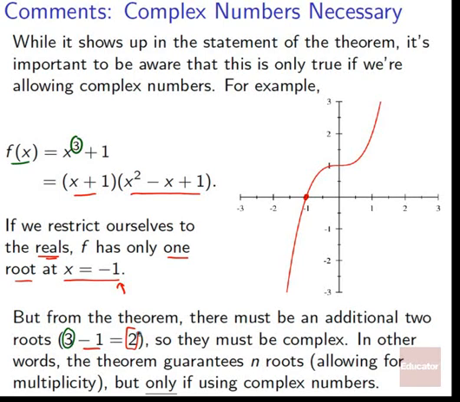So those 2 roots must be complex. In other words, the theorem guarantees n roots, allowing for multiplicity as we just talked about, but only if we're using the complex numbers. If we restrict ourselves to the reals, we won't necessarily be able to find n roots.